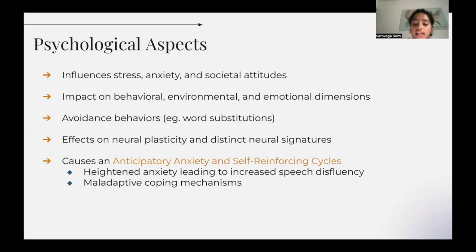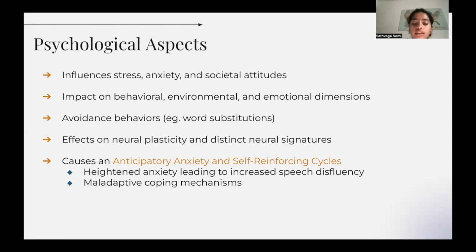Beyond just genetics, psychological factors also play a significant role in stuttering. Individuals who stutter often experience heightened levels of stress and anxiety, particularly in communicative situations. Anticipatory anxiety can intensify speech disfluency, creating self-reinforcing cycles that further impact communication and self-esteem. Avoidance behaviors such as word substitutions or the use of many words where fewer words would do may become ingrained over time and affect how individuals navigate stuttering challenges.